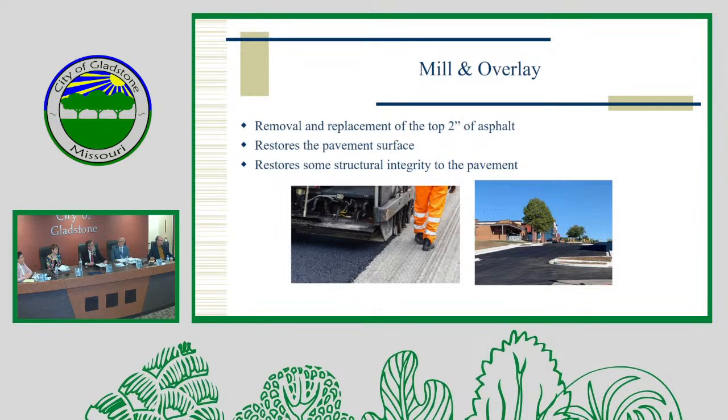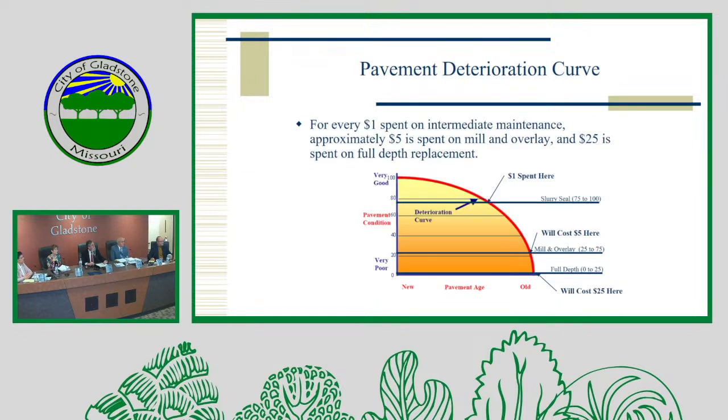Next is mill and overlay. You know what that is, removing the top 2 inches of asphalt and basically resurfacing it. It restores the pavement surface, and it's typically used on pavements that are fairly good structurally, that have a good subgrade below them. I'm not going to talk about full depth replacement. We don't have any plan this year, but what that is, you basically remove all the pavement, stabilize the subgrade below, and rebuild the street from the ground up.